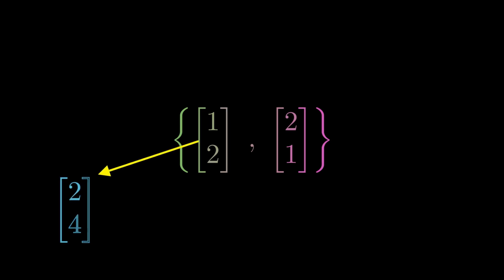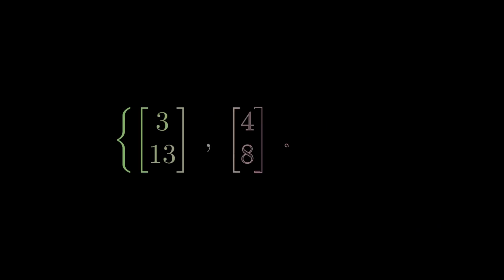Now that we have that cleared up, let's look at this set. There is no possible combination that can give me 2, 1 from 1, 2. You may think to multiply the first vector by 2, but that gives 2, 4 and not 2, 1. Similarly, if we multiply 2, 1 by 0.5, we get 1 and 0.5 and not 1, 2.